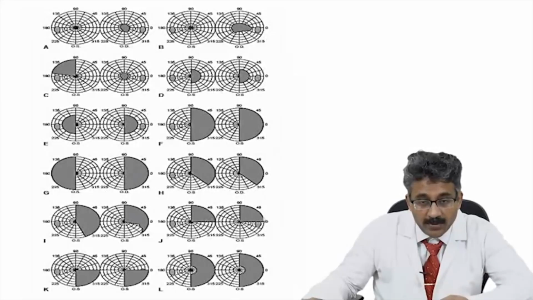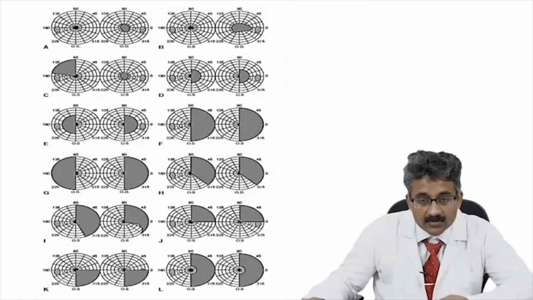This is a right superior quadrantanopia. This is right inferior quadrantanopia. Okay. And this is macular sparing. You can see macular sparing in diagram L, where the macula is spared. This you get whenever the occipital lobe is damaged, because the macula has a dual rich blood supply, both from the middle cerebral artery and posterior cerebral artery.